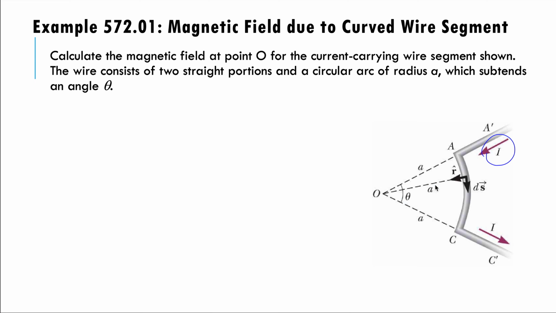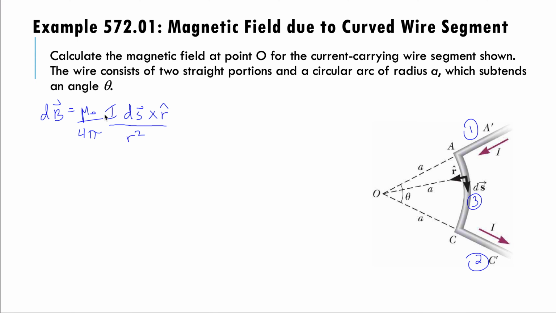So let's take a look. Let's break up this wire into three segments. So let's look at segment 1 here, and then we can look at segment 2, and then we will look at segment 3. Let's write down the Biot-Savart law. dB is equal to mu naught over 4 pi I ds cross r hat over r squared.